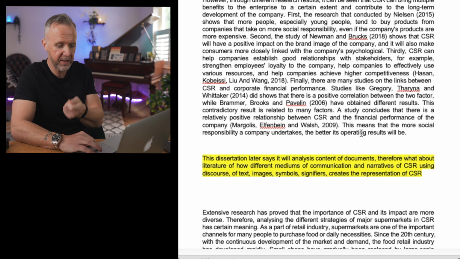Later on in the dissertation and methodology, it says that they're going to be looking at content of documents. So how about drawing on some literature about how academics and studies and disciplines have looked at documents and narratives in different ways, using different methods? So maybe talk about some of the empirics of that there. How they've looked at discourse or images or symbols or signifiers or the brand to represent notions of CSR.